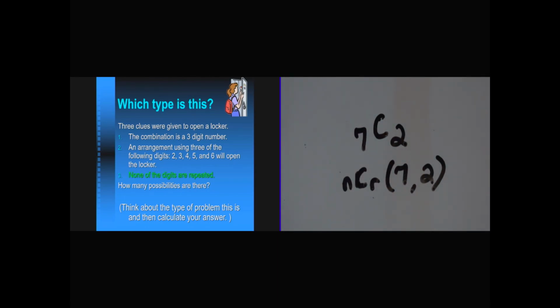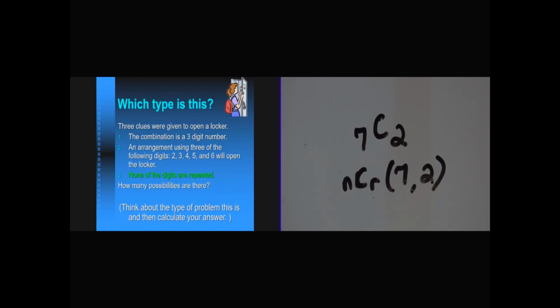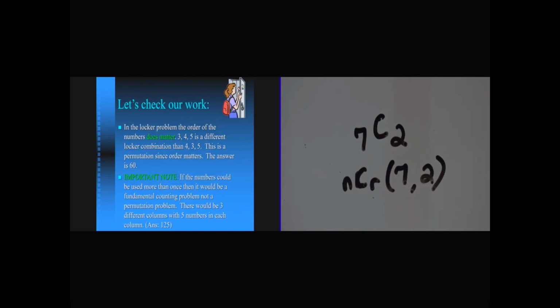All right. So with this problem, the order does matter, because if you think about the way that locks work, if you accidentally mix up the order of the numbers, it won't unlock the lock. And so this one would be a permutation. And the answer would be, I can't remember how many numbers you had to choose from. So let me go back. You had 1, 2, 3, 4, 5. You had 5 numbers to choose from, and it was a 3-digit number. So you're choosing 3. So that'd be 5 permutation 3. And that's where the 60 came from.